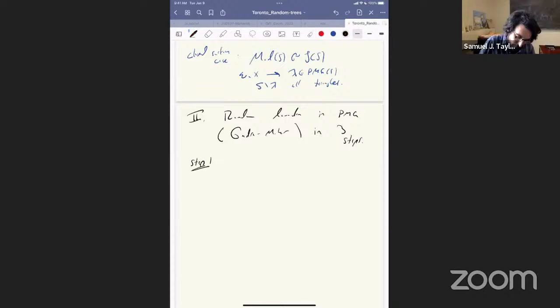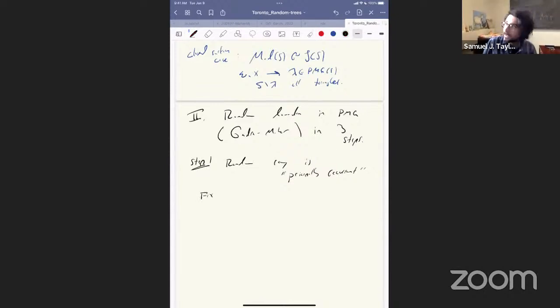So step 1: they prove that a random Teichmuller ray is what I call principally recurrent. This is just what I call it, but it's essentially contained in what they prove. Let me say what that means. First, let's fix what I'll call a principal pseudo-Anosov phi in the mapping class group.